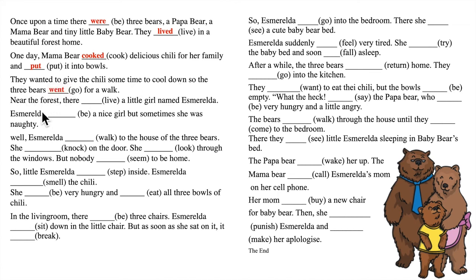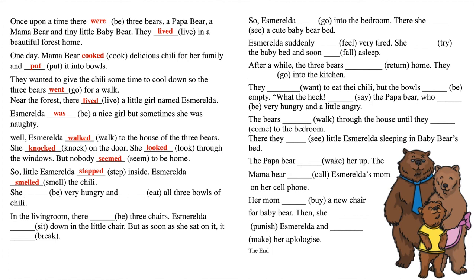went for a walk. Near the forest, there lived a little girl named Esmeralda. Esmeralda was a nice girl, but sometimes she was naughty. That means she did things that maybe she shouldn't do. Well, Esmeralda walked to the house of the three bears. She knocked on the door. She looked through the windows, but nobody seemed to be home. So little Esmeralda stepped inside.